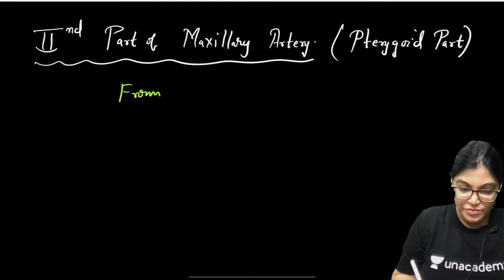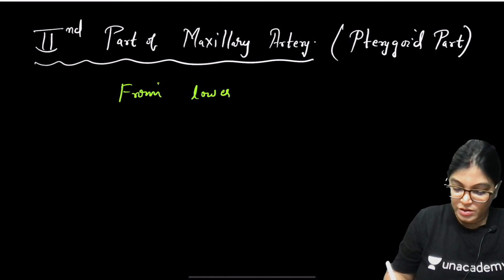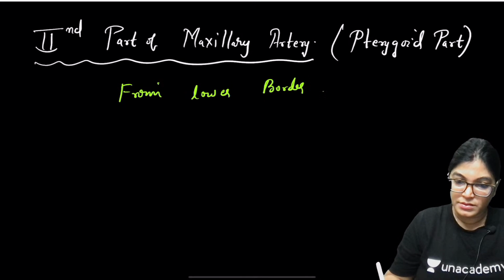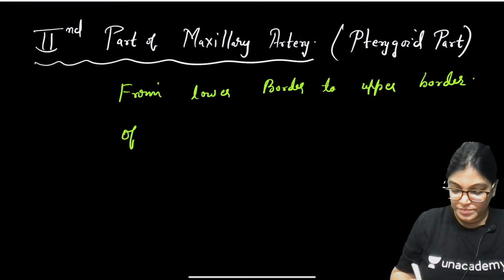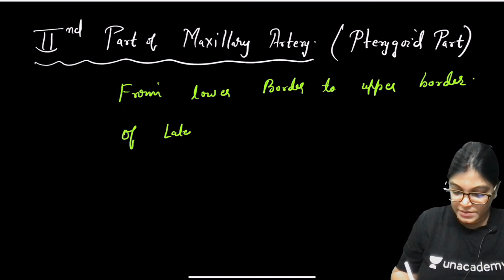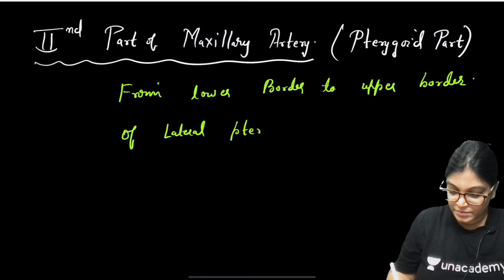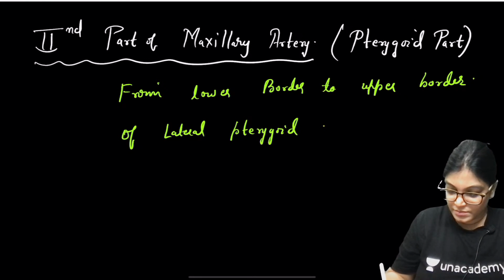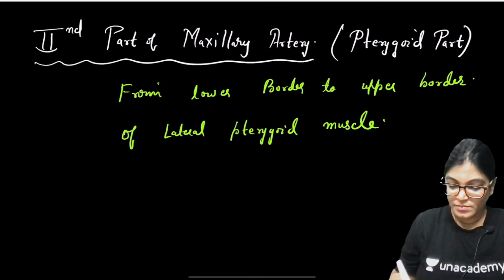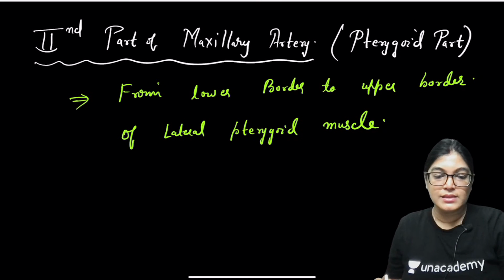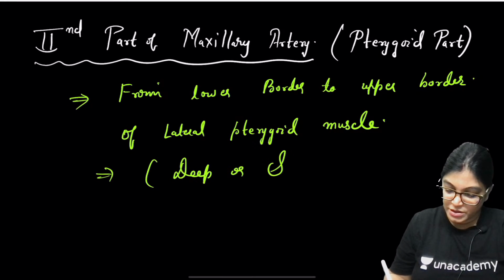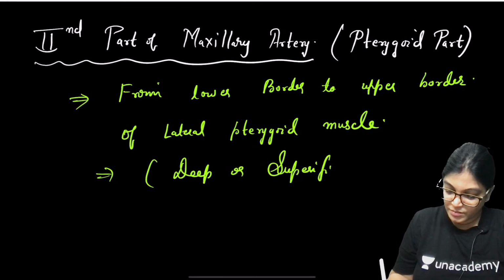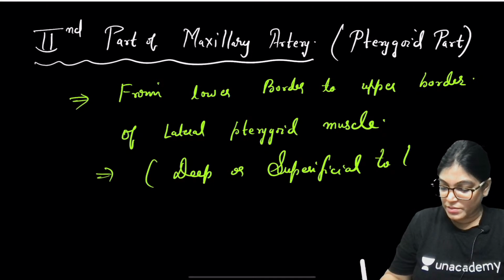it is traversing from lower border to upper border of lateral pterygoid muscle, and it can be either deep or superficial to the lateral pterygoid muscle.